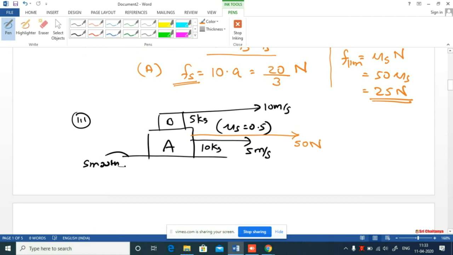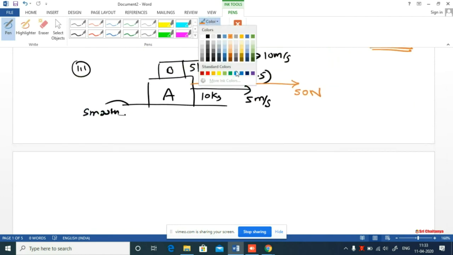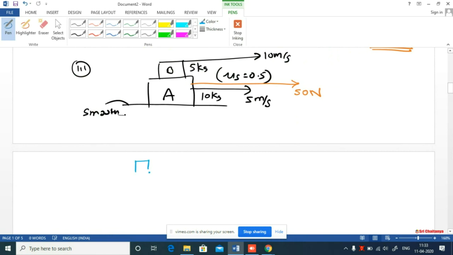So if you were to draw the FBD for this situation, you can clearly see that for B, apart from friction, there are no forces, and for A, there is a force of 50 Newton acting in the forward direction. So here you might say, since the force acting on A is forward, the friction acting on A would be backward, and the friction acting on B would be forward, because the friction will oppose the force.